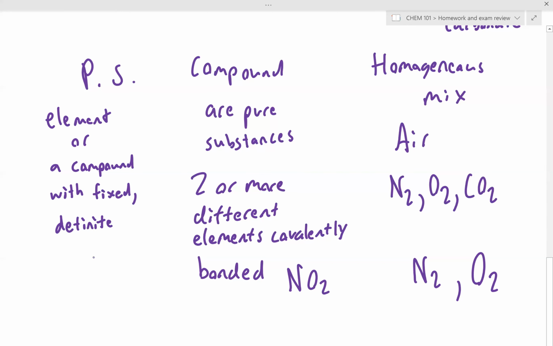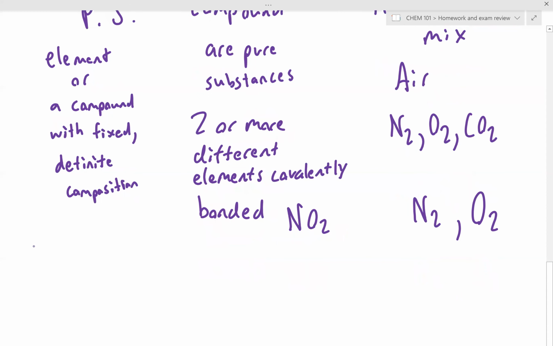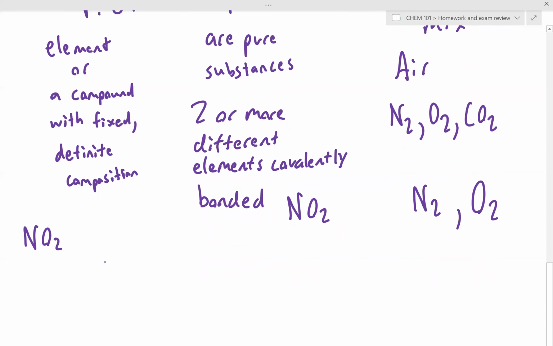So in NO2, for example, NO2 will always have 1 nitrogen and 2 oxygens. That ratio is always specific for that given compound. That specific number of atoms is fixed. If you have that exact number of atoms covalently bonded together in that arrangement, you have that specific compound. Does that make sense? Perfect. Any other questions I can address?